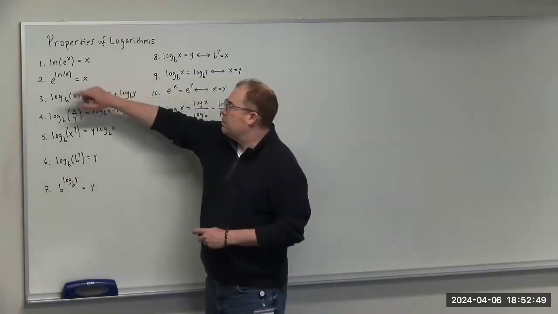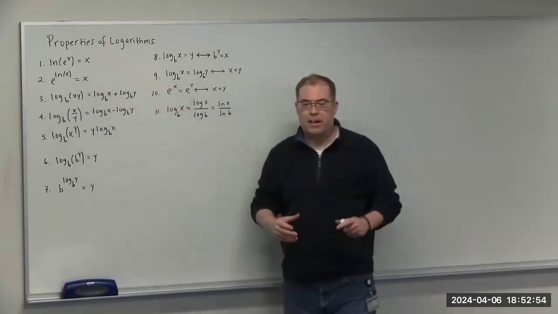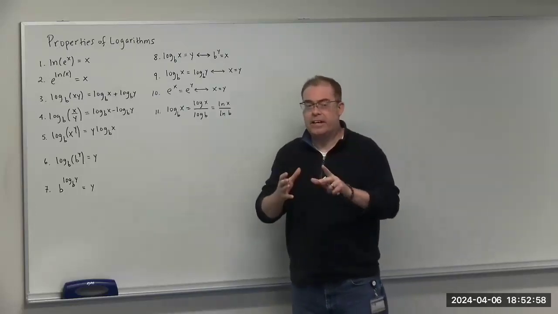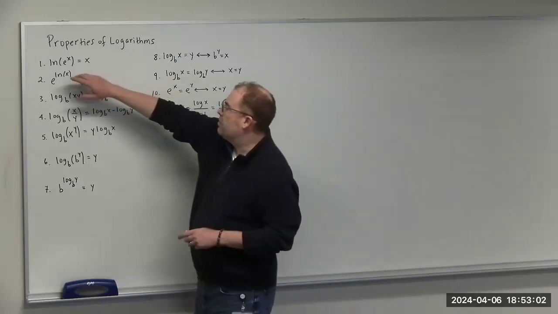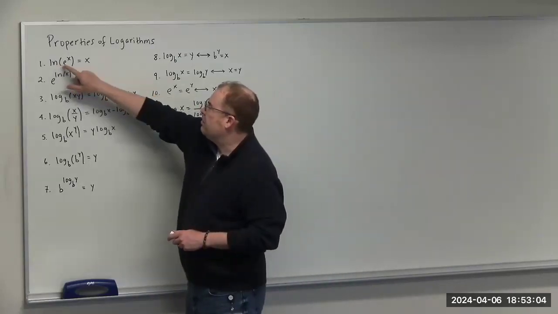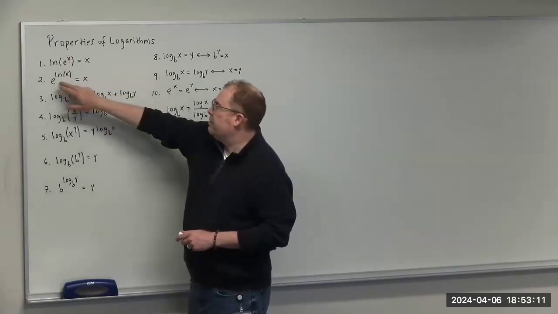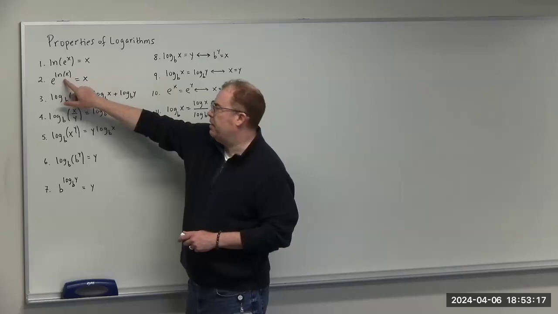The first two properties are based on the fact that natural log x and e to the x are inverse functions of each other. In other words, if you take the natural log of e to the x, that's going to give you back whatever that x is. Likewise, if you take e to the natural log of x, that's going to give you back whatever the argument is here. When I say argument, that's the input.